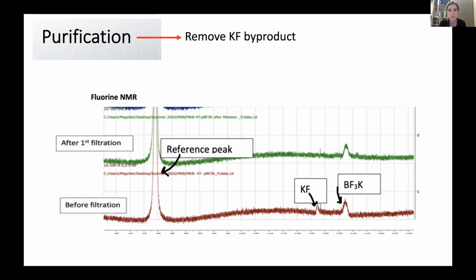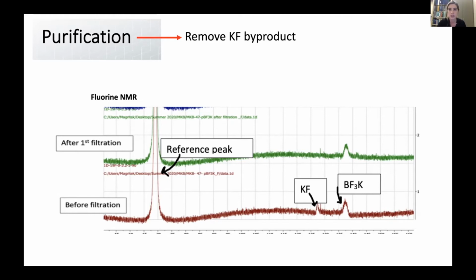So when we did multiple filtrations using the boiling acetone, we then examined the fluorine NMR and saw that the KF peak significantly decreased after just 1 filtration. At the same time, the BF3K fluorine peak stayed the same. So the BF3K product was still present and it hadn't broken down. So this seemed like a good method for purifying our product and removing the KF. The only problem was we get a really low yield when we do this.